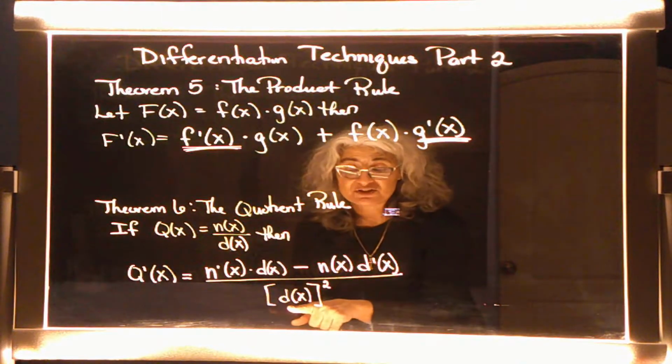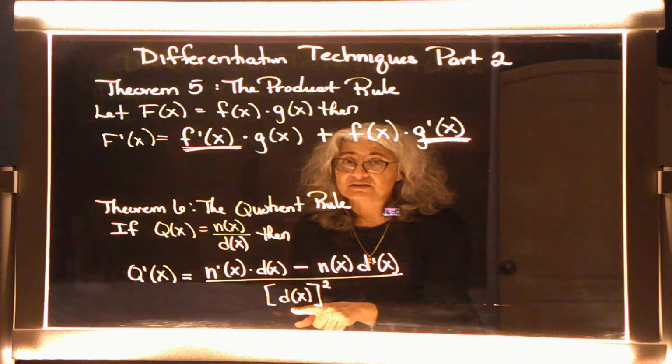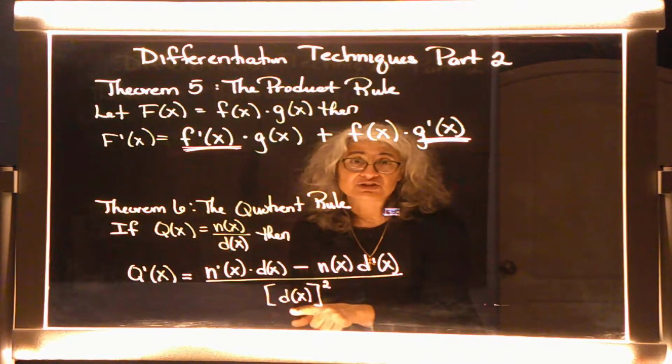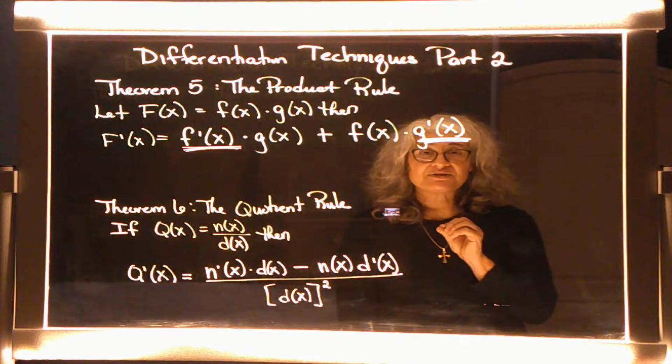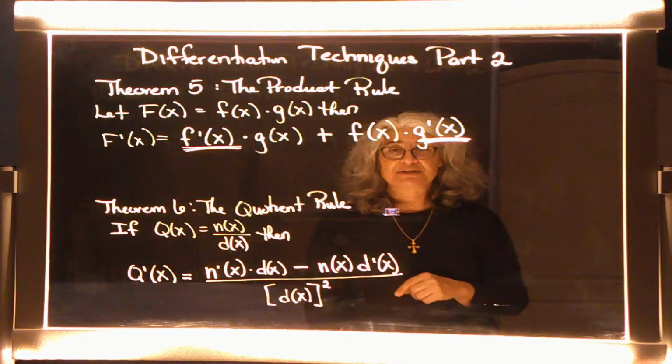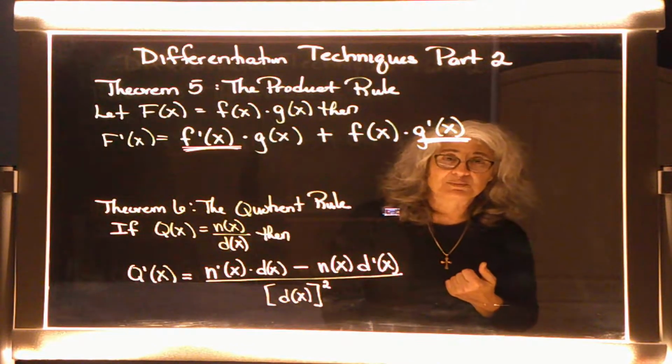Now this is just the denominator squared. It's not the derivative of it. It's just the original denominator squared. So take a few moments, write down these 2 theorems, and I'll be back with a couple examples. Well, probably more than a couple.